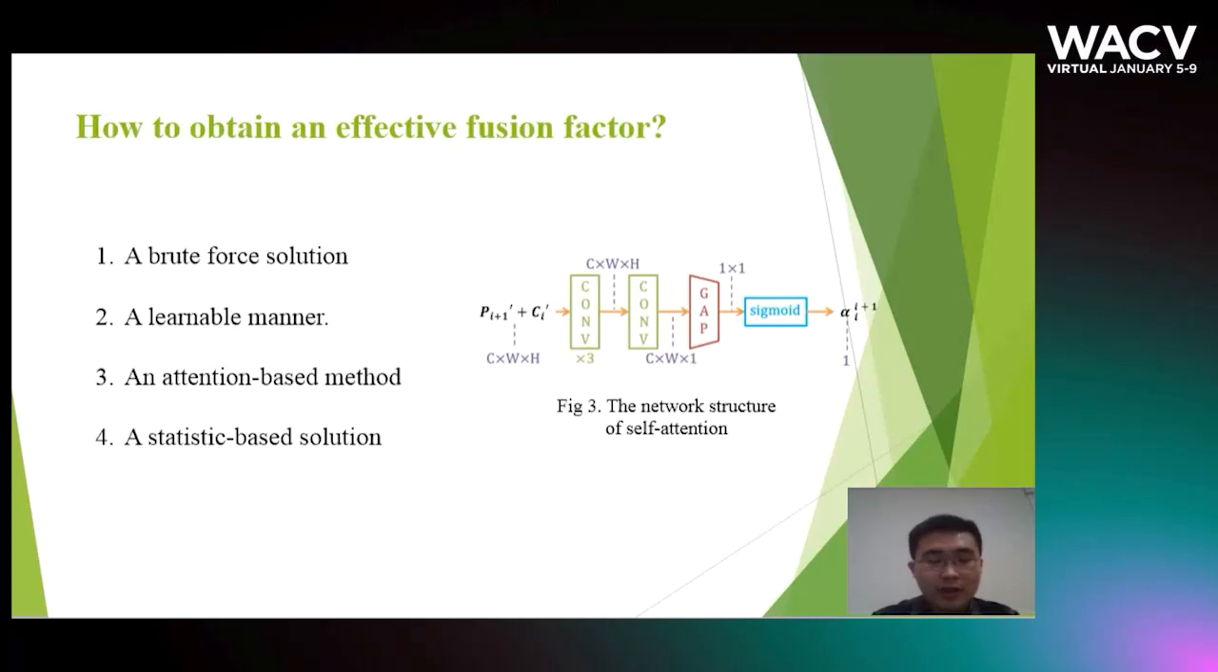To further explore how to get an effective fusion factor, we design 4 kinds of fusion factor and conduct experiments on TinyPerson. First is a brute force solution. The second is a learnable manner. The third is an attention-based method. The fourth is the statistic-based solution.